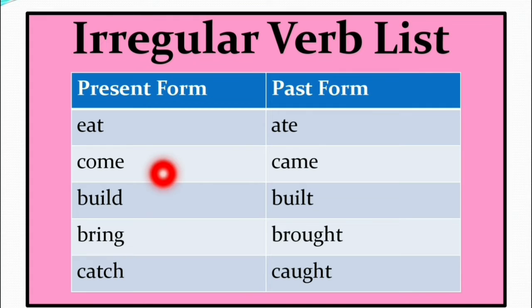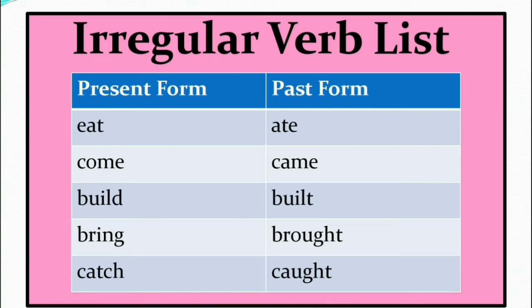Okay, then look at the next verb, come. So come, in the past form we call it came. Build became built. We didn't add d or ed, we just removed the d and added t to make it past. That means the change is in spelling. Then bring became brought. Catch became caught.